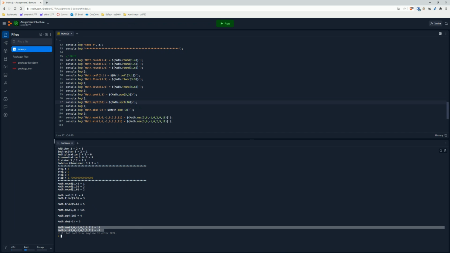This one's cool. I like this one a lot. Math.max and math.min. When you give it a bunch of numbers separated by commas, max will give you the maximum, and min will give you the minimum of all of those numbers. So that's really useful as well.